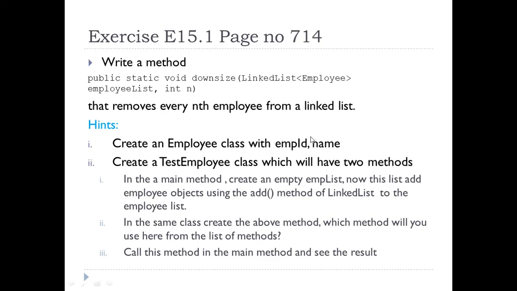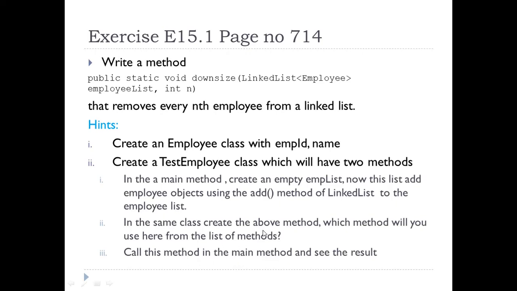You have to create an employee class. In the employee class, you should have the constructor and the toString method. You have to create a test employee class which will have two methods: one is the main method and the other is the downsize method, which you will be writing in the same class. And after you complete writing the downsize method, you're going to call it in the main method.